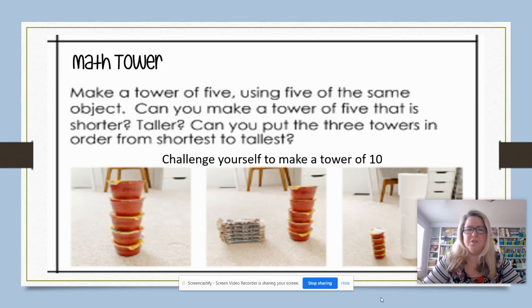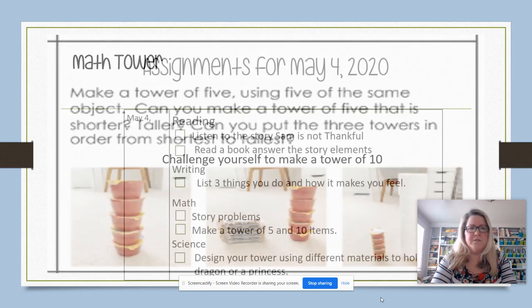So notice all the juice boxes are the same. You could have 5 Legos. You could have 5 cups. Whatever you would like to use, as long as your family says it's okay. And then see if you can challenge yourself to make a tower of 10. Record this either by using pictures or drawing and showing me your math. If you come to our Google Meet, you can show it there. We'd love to hear about it.